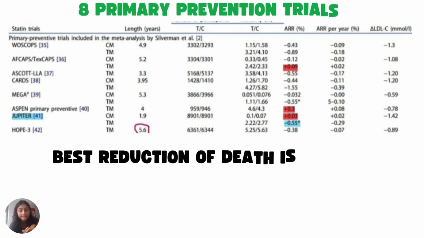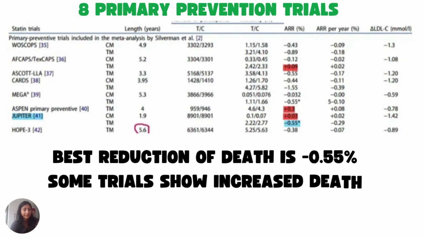Now, let's go over the trials. There are 8 primary prevention trials, okay? Let's look at how many people died in these trials and how many did not. The best trial we've got is the Jupiter trial, where the reduction of death is 0.55% over 5 years and 0.29% over 1 year. That's how useful these drugs are. Okay, and as you can see here, some of these trials show increased death in the treatment group. So that's a total of 8 trials on people who've had a heart attack, who've not had a heart attack.